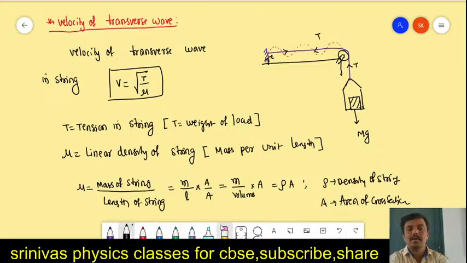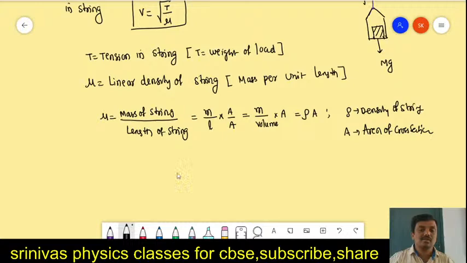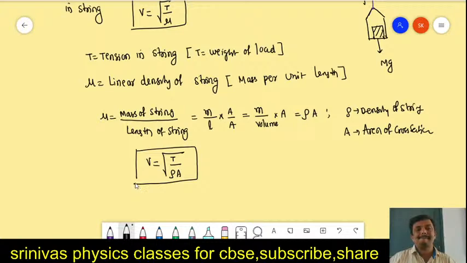Now we will get like this. V is equal to under root T by nu. Nu we write as rho A. Nu is the mass of the string by length of the string. That is the linear density. Okay, students, understood everything clear? This is about velocity of transverse wave.